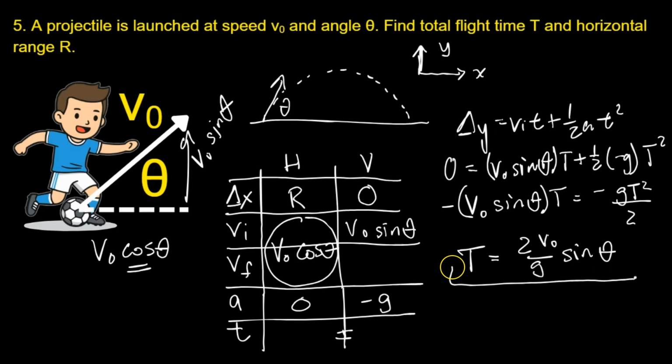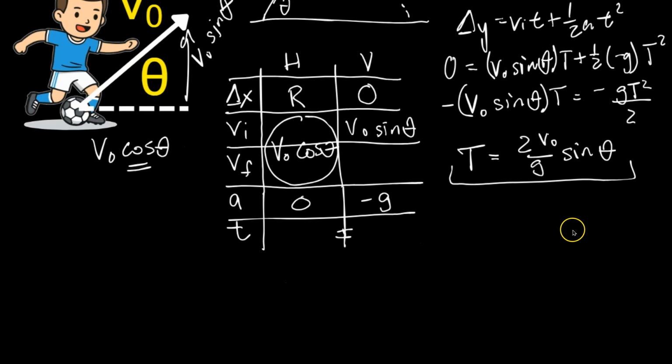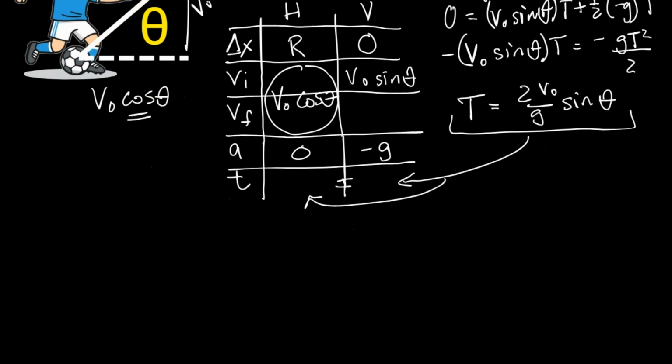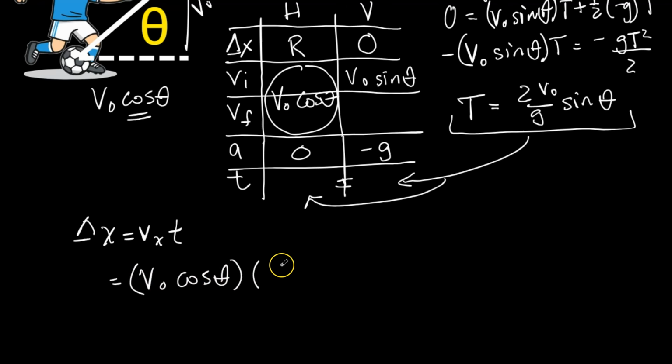We're going to go ahead and bracket that, and that's the time that would go into this box and this box, and we're going to use that time to find the horizontal range. Since horizontally the motion is moving at constant velocity, we can use our constant velocity equation, which is delta x is equal to vxt. Now we're going to substitute. The horizontal velocity is v naught cosine theta, and the time is 2 v naught over g times sine theta.